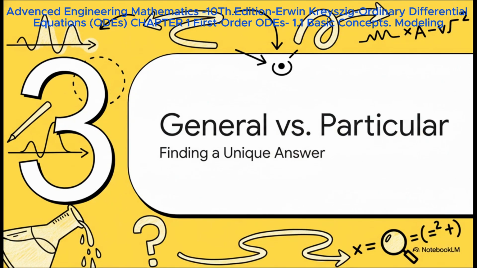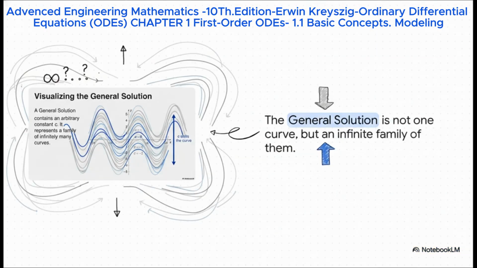So that brings up a really important question. If we found a function that works, is it the only one? I mean, what about that c in the last example? It just seems like it could be anything, right? Let's dig into that. That random constant c is actually the key to what we call the general solution.